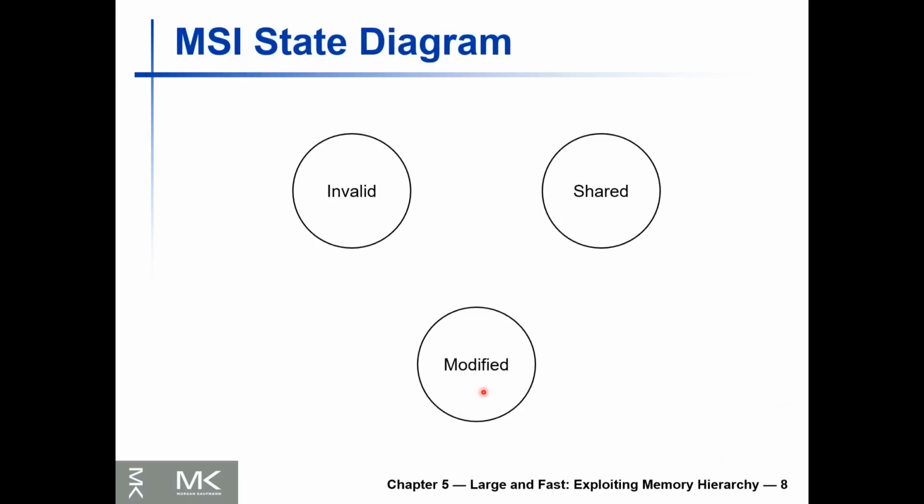Let's start with the invalid state. If I'm in the invalid state and I have a local read, which means a certain block is invalid in my cache and then I read that block, what state does that block transition to?